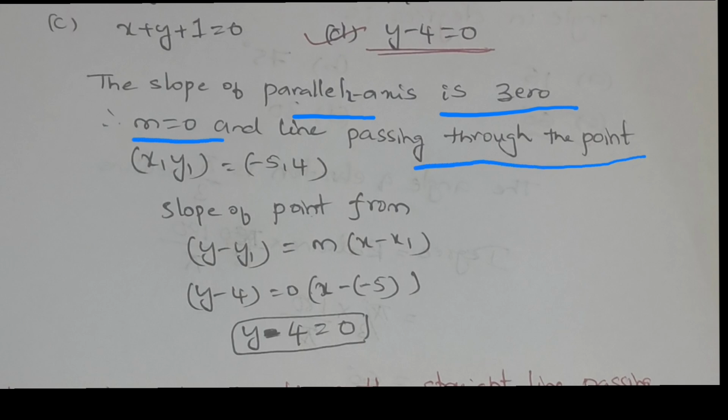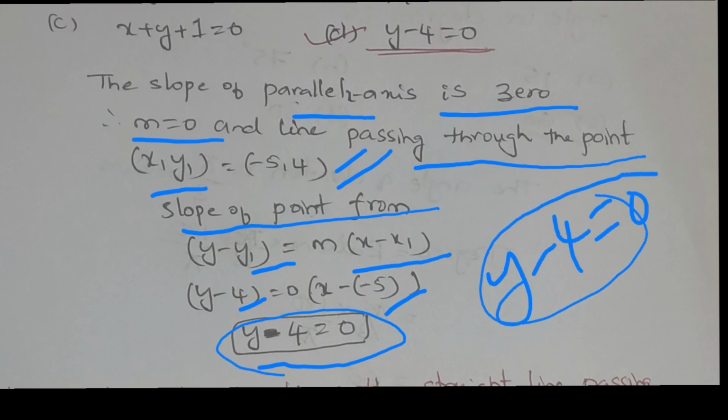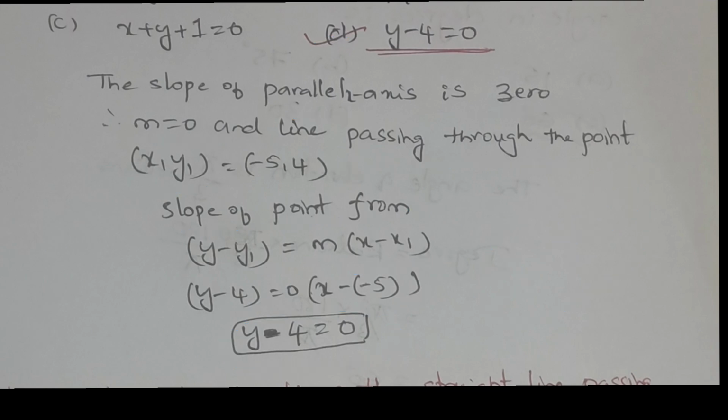The line passing through a point, so x1 and y1 is minus 5 comma 4, it is given in the question. The slope equation format is y minus y1 is equal to m into x minus x1. So x1 and y1 values are given, x and y values are not given, correct? So substitute y1 as 4, m is equal to 0. So x as it is, minus of minus 5. So you will get the equation y minus 4 is equal to 0. So the answer is option D.